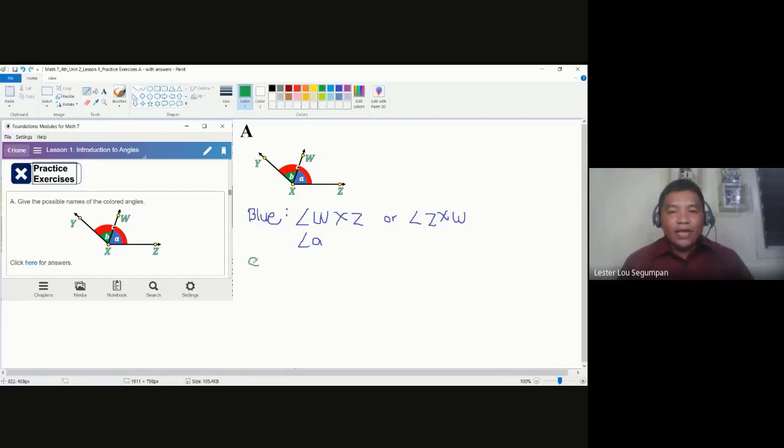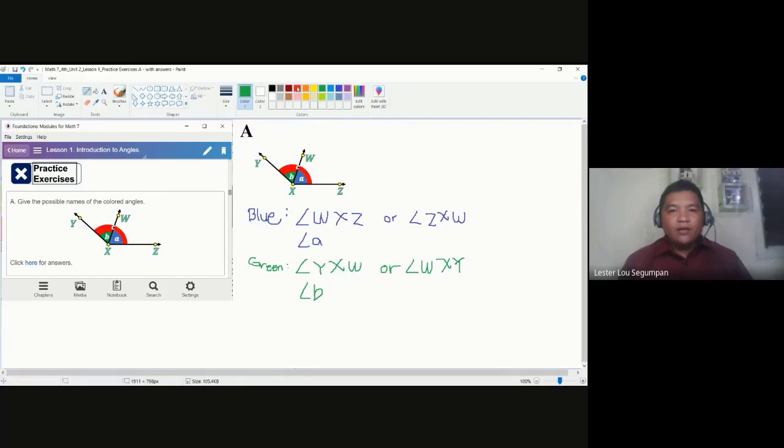Next is the green colored angle. Again, we will not be able to use the vertex as its name, because the vertex here, point X, is shared by three angles. So let's proceed to using three different points, wherein X, the vertex, is in the middle. The green colored angle is bounded by rays XY and XW, so the other two points are Y and W. So we could use YXW, or angle WXY. And the second possible name is the use of the letter here, angle B.